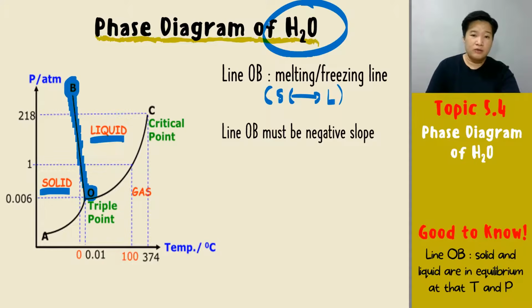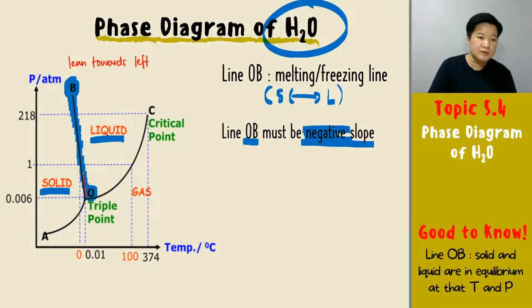And in the water, your line OB must be a negative slope. Okay? What is meant by negative? Can you see that your slope right now is lean towards the left? So when the graph is lean towards the left over here, guys, that is what we call negative slope. Alright? So bear that in mind, negative means that the value decrease. So it's lean towards the left, it leans towards the zero. That is a negative slope.